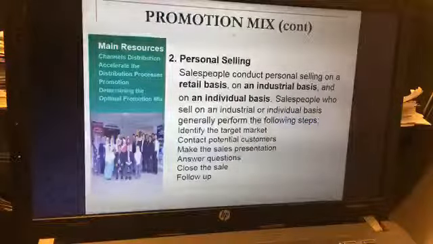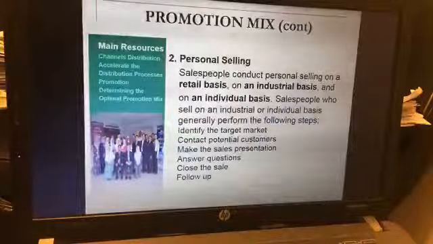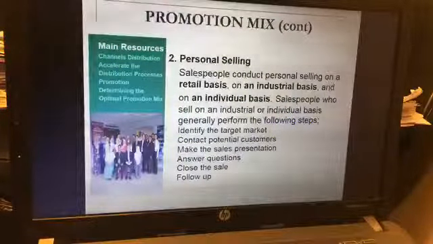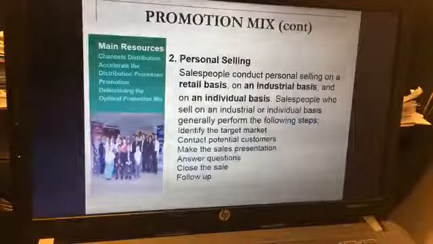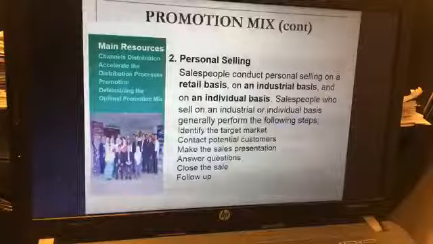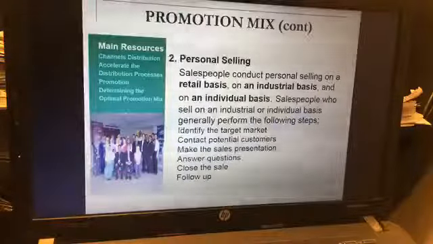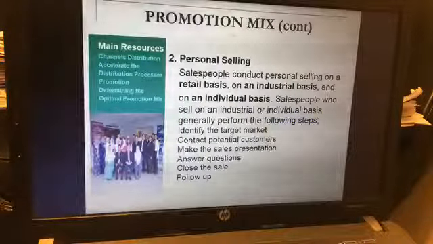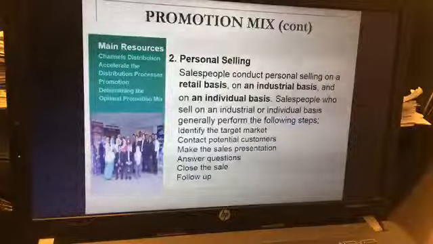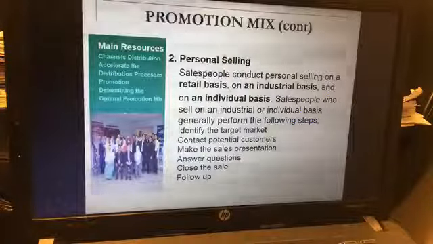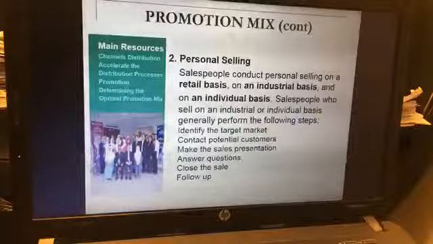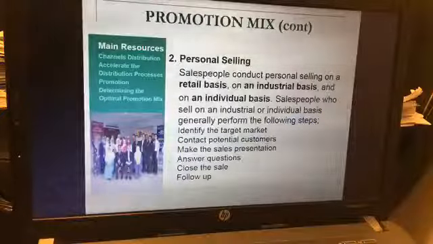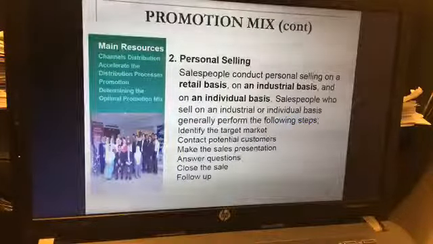Salespeople who sell on an industrial or individual basis generally perform the following steps. First, you have to identify the potential target market. Then you contact potential customers, make the sales presentation, answer questions, close the sale, and follow up. This is normally used in the insurance industry, the unit trust industry, and many more. The salesperson has to do it personally, see the customers and close the deal with them. This is about the second one.